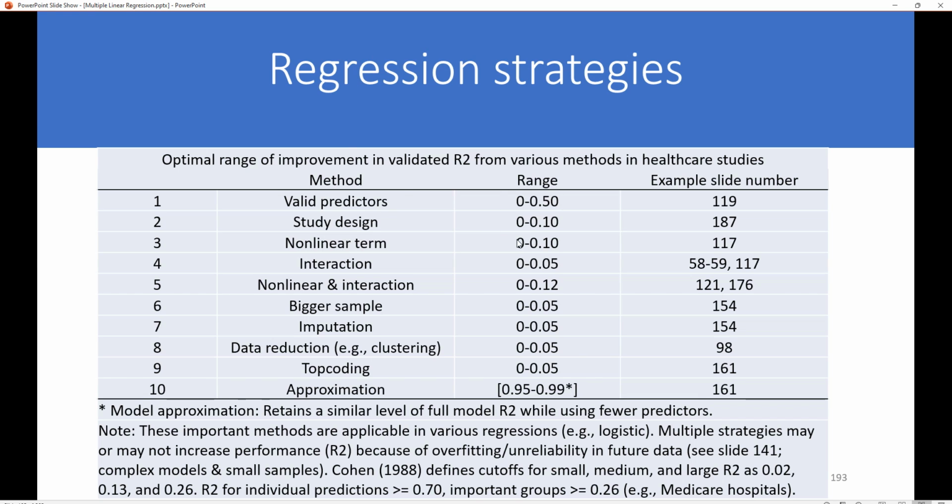For example, for number 1, if we use valid predictors, that could increase our R-square by as much as from 0 to 0.50. And that's really, if we research the study, if we talk to clinical experts, we can gain a lot of information on what things we should include in our study. And this is probably the best way to help any type of model.